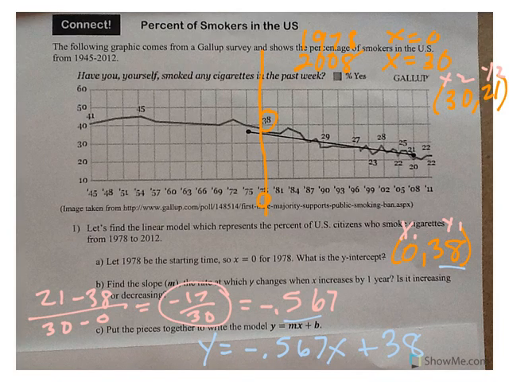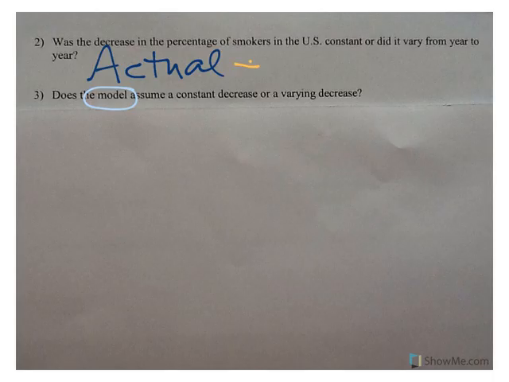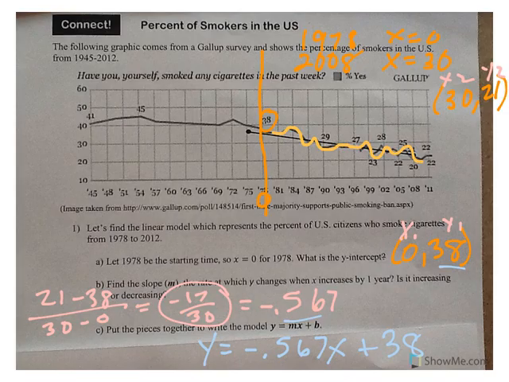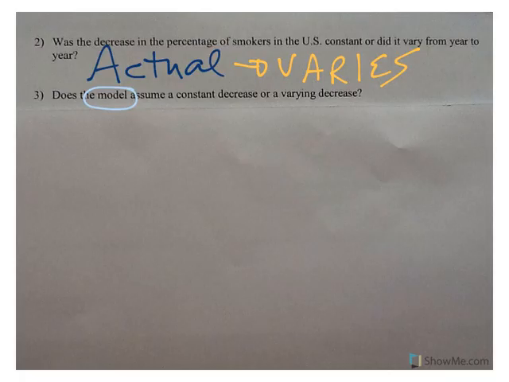So let's go back to the picture. The actual, I'm going to show in yellow, right? Actual. Is that constant? No. So the actual varies because that's real life. Very few things are constant in the real world. However, the model, which I'll show in red, is a straight line. So a linear model assumes a constant. That's why we can write an equation when we use a linear model, because we assume the constant change.